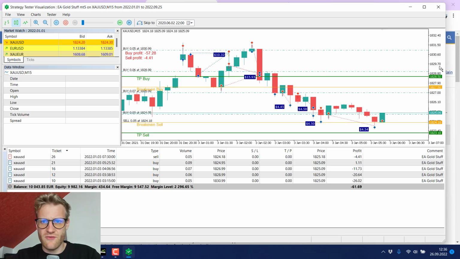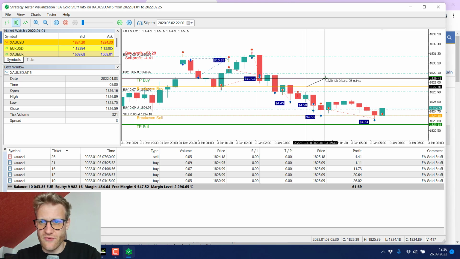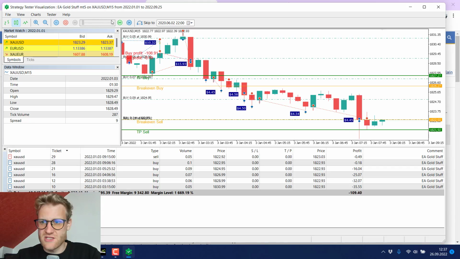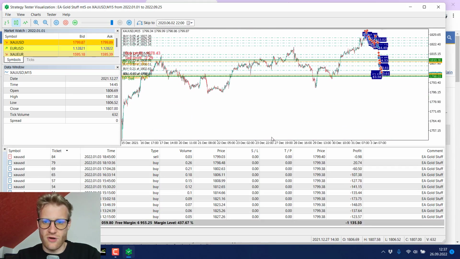So you can see here, for example, we have a lot of buy trades now because we did not hit the take profit. And you can see starting from this break-even price to the buy TP level, it's always 100 points. So yeah, we can execute this for a long run, for a long time.